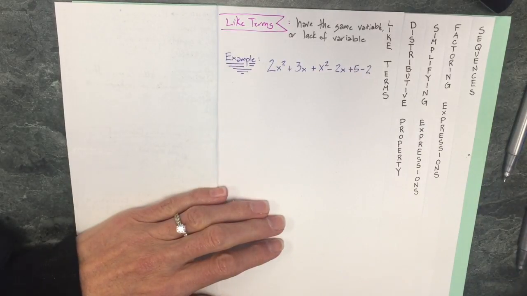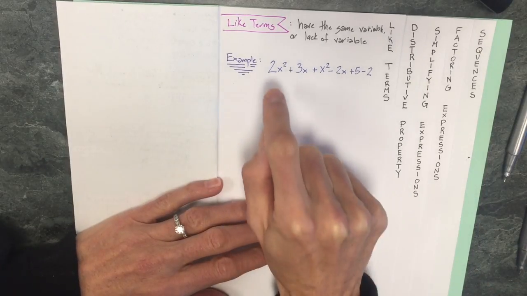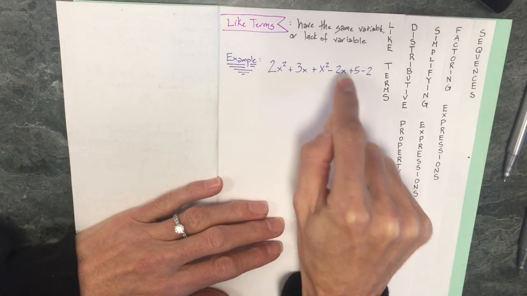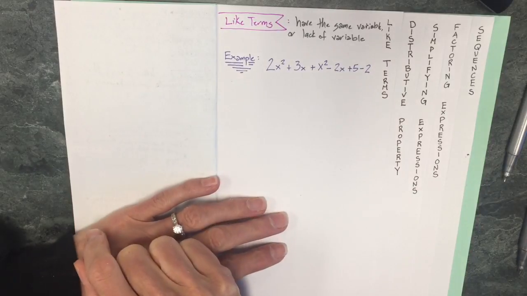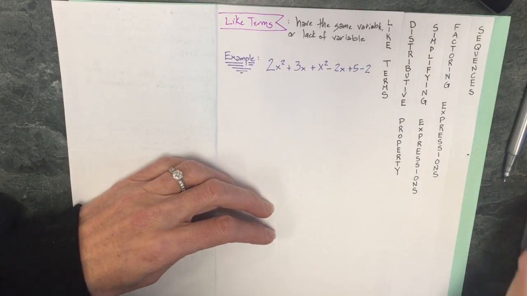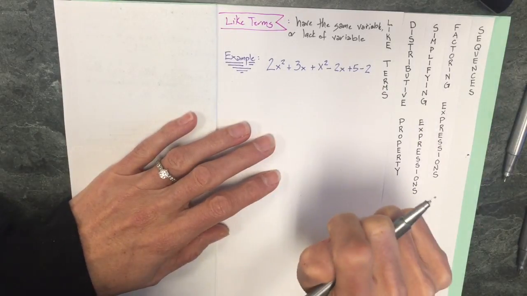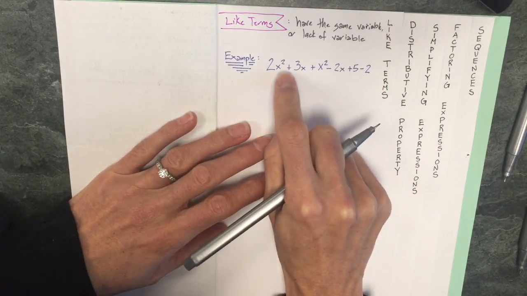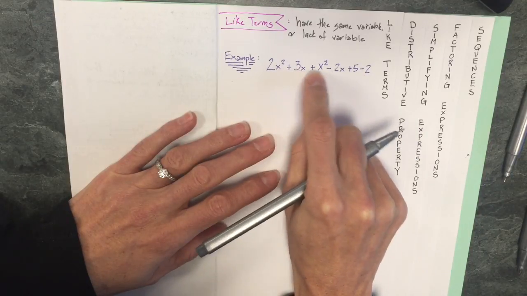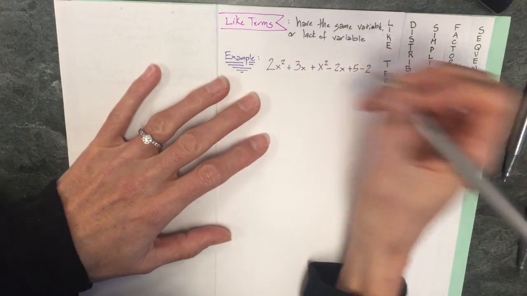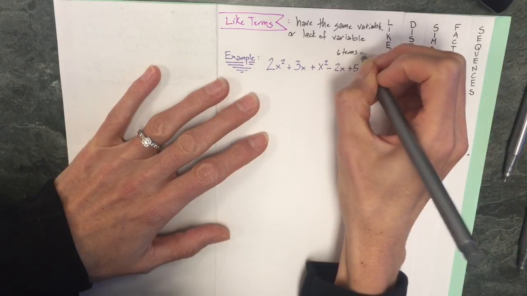And actually before we circle any like terms, I just like to point out that there are 1, 2, 3, 4, 5, 6 terms in this expression. That would be a really good quiz question for me to ask you. How many terms are in this expression? Remember, terms are separated by plus and minus signs. So 1, 2, 3, 4, 5, 6. So we might want to write that down. There's 6 terms here.